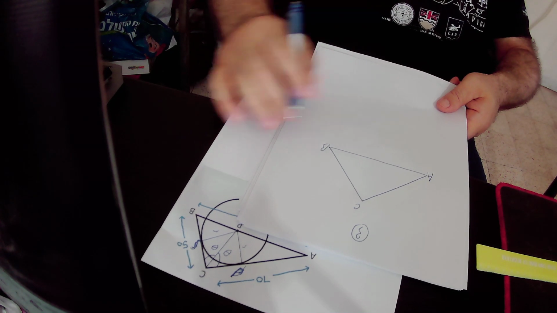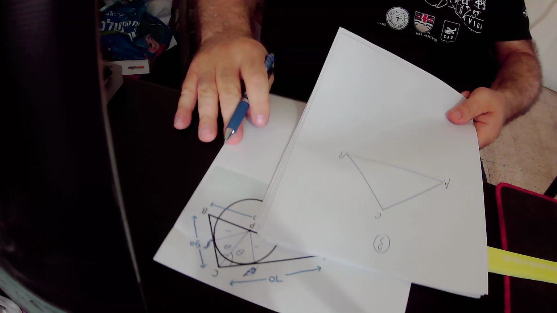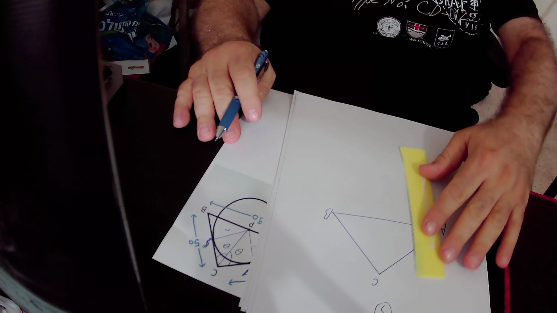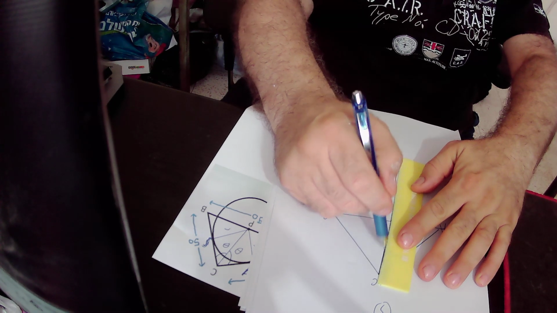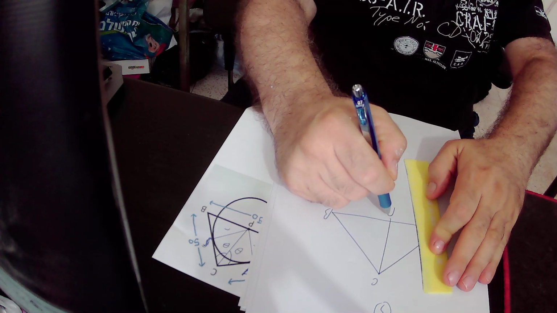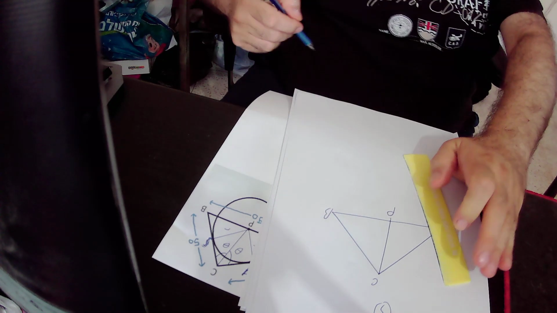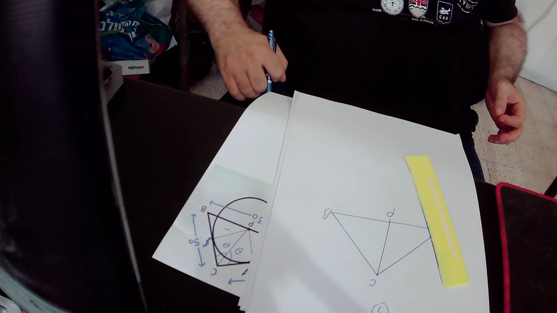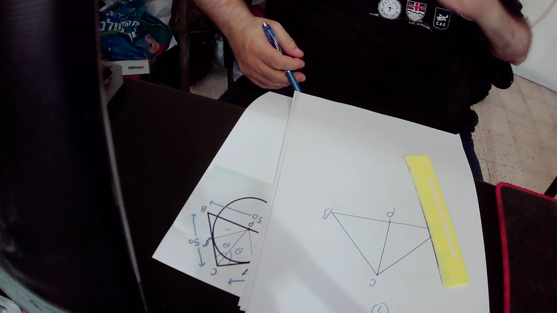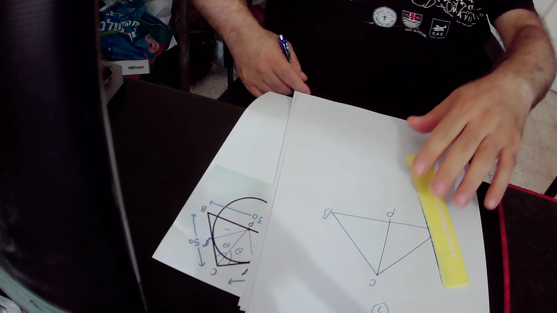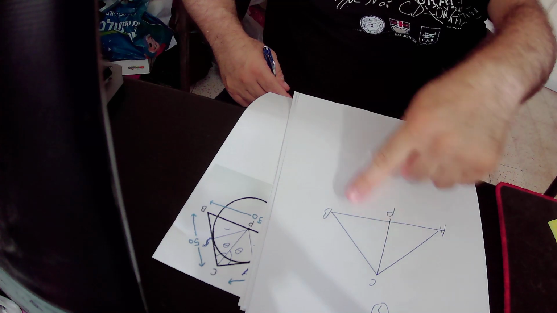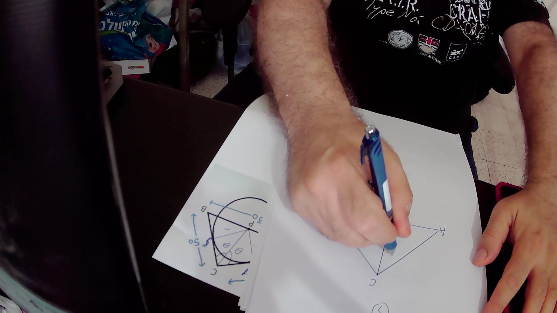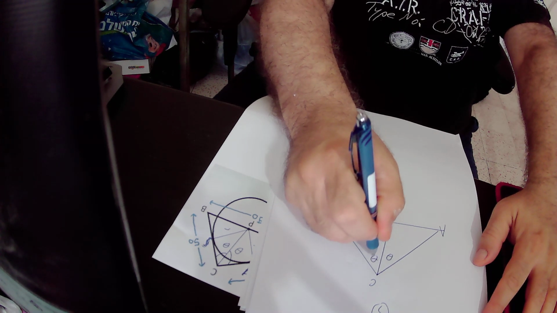In triangle ABC, we have line PC. P is the center of the circle, but actually the line PC bisects angle ACB into two equal parts, because this angle is theta and this angle is also theta.